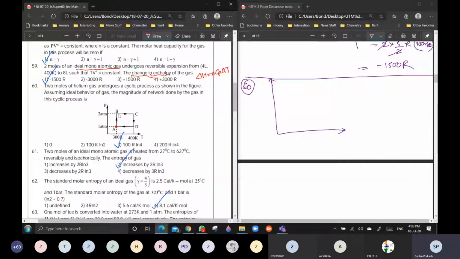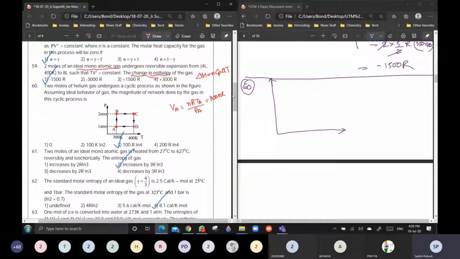Okay, now you see, I have to find volumes at all these 4 points. So what will be the volume at A? What will be VA? It will be nRTA by PA. Is it correct? Okay, now what is PA? PA is 1 atm. TA is 300. So I can write it as 300 into nR.